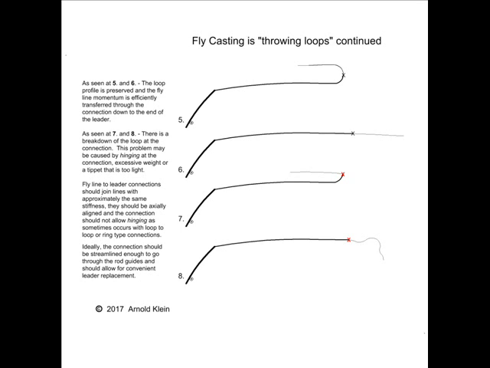Ideally, fly line to leader connections should join lines with approximately the same stiffness. They should be axially aligned, and the connection should not allow hinging, as sometimes occurs with loop-to-loop or ring-type connections.